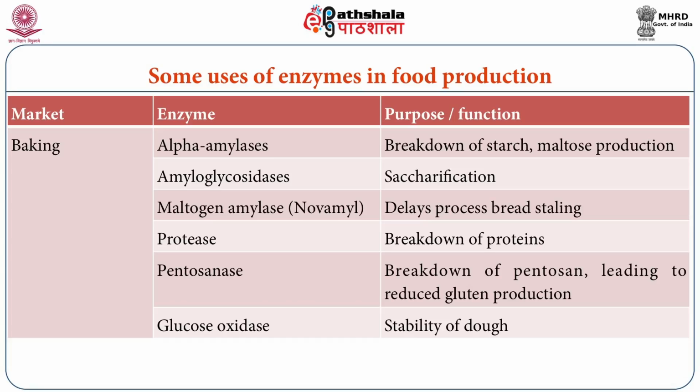Proteases are again used for breakdown of proteins in the bakery products. Pentosanases are used for breakdown of pentosans, leading to reduced gluten production. Again we can see its applicability in specialized products where we need reduced gluten content or gluten free products for certain individuals who cannot tolerate gluten and form allergies to gluten, a disease called celiac disease. Glucose oxidase is another important enzyme used in bakery industry for stabilization of dough for production of various bakery products.